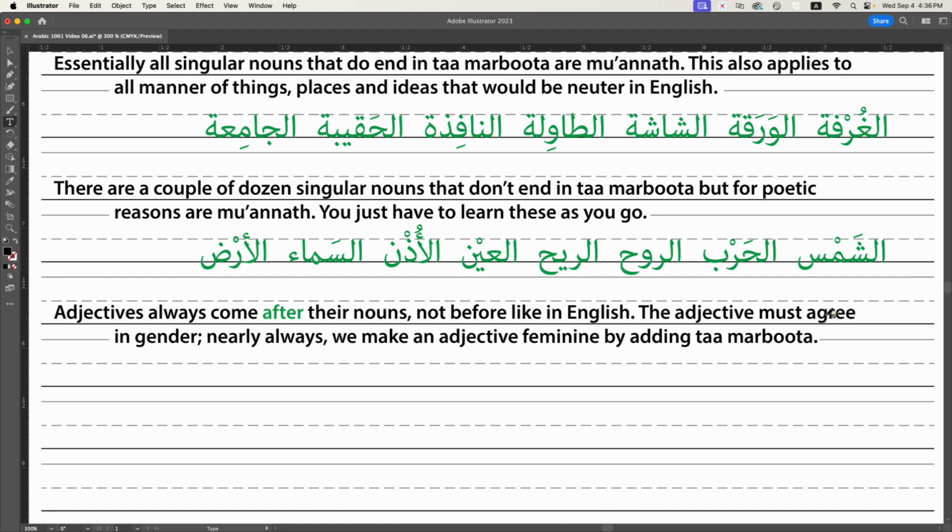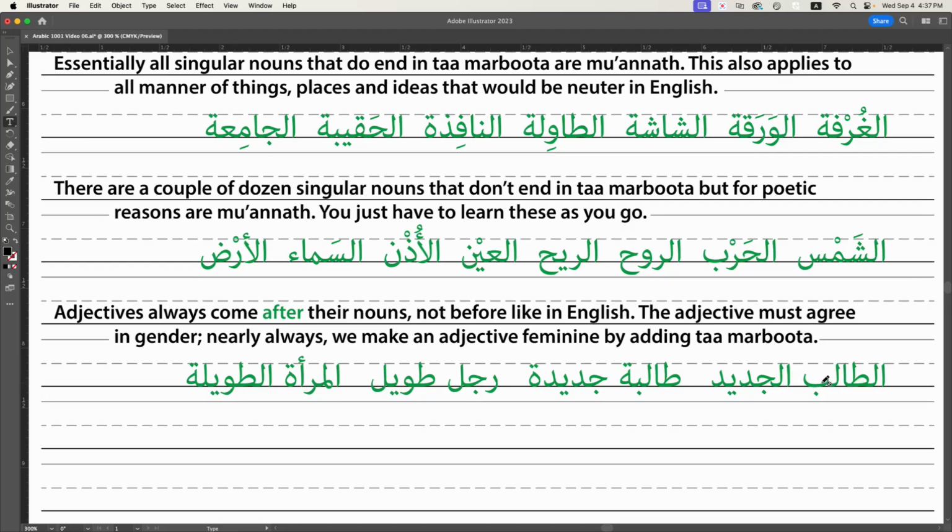The adjective needs to agree in gender with the noun. And nearly always, when we want to make an adjective feminine, we just add ta marbuta to it. So let me give you several examples here. At-talib is the student. Al-jadid. Jadid means new, N-E-W, not K-N-E-W. And so this is the new student. We have to say the student, the new. But I'll get to that in a later video. Just roll with it for now.